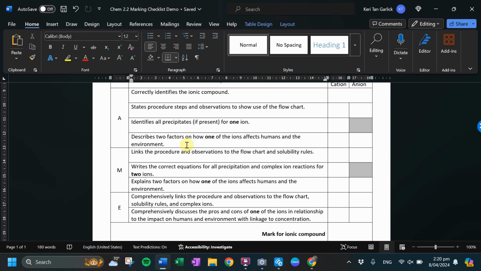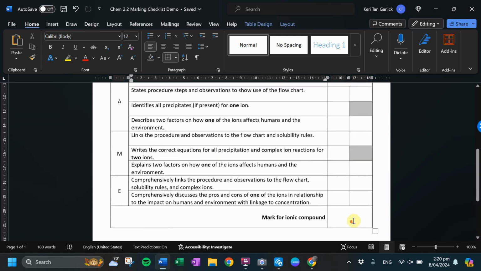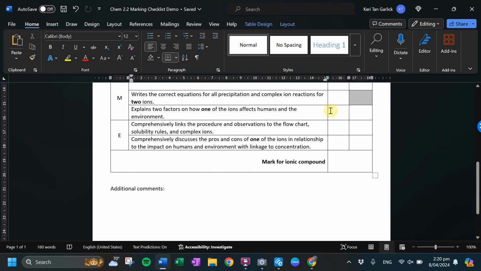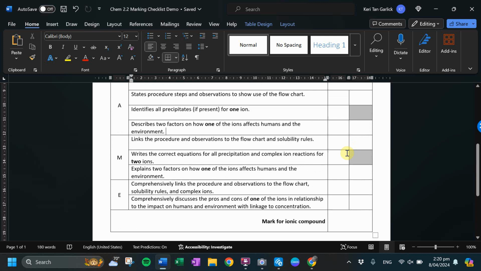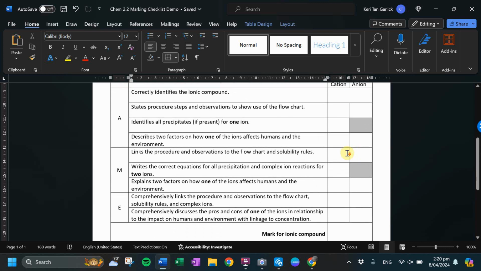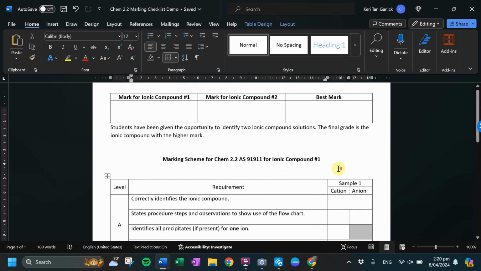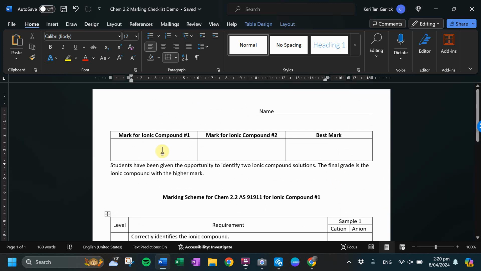Okay? And then these are the merit requirements, and then these are the excellence requirements, and then I give you a mark for the overall ion. So I look at both of these components here. Some of these things you can get away with if it's just one. Some of them you have to get both of them for both cation and anion, but I give you a mark, and then from that mark I write it up here, and that's your grade. Are we okay with that so far? All right, so 2 attempts, better of the 2.